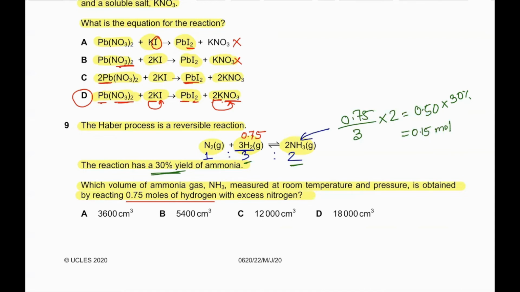Then obviously 0.15 moles we have to convert it into cm cube to get the original value. So multiplied by 24,000. Guys, we're multiplying it with 24,000 to get the volume. We're using the formula volume is equal to number of moles multiplied by 24,000, in the gas formula. So 0.15 multiplied by 24,000 gives us 3,600. So A is the correct answer, guys. 9A is the correct answer.